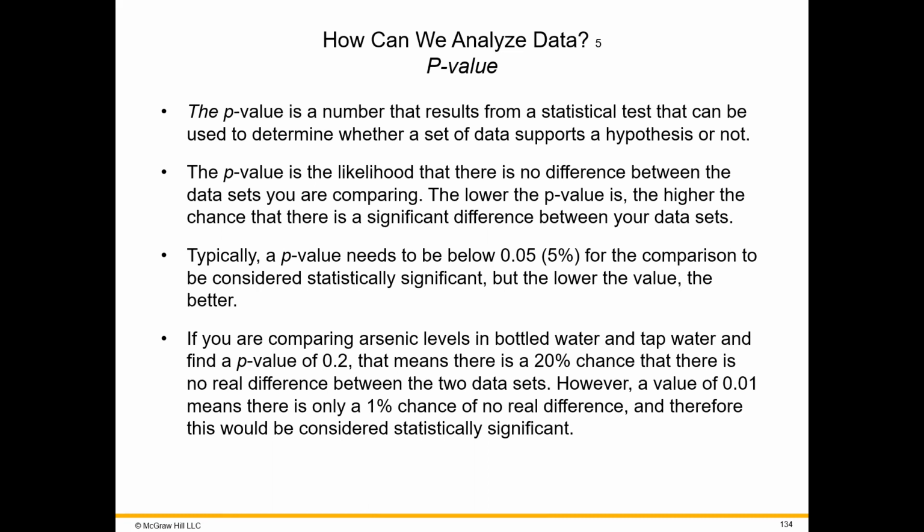So it's a little bit confusing, okay? But I'm going to try to explain it in more simple terms, okay? The p-value is used to see if there is a significant difference between data sets, okay? So let's say you have, let's keep using the arsenic level, right? So you have bottled water and tap water.